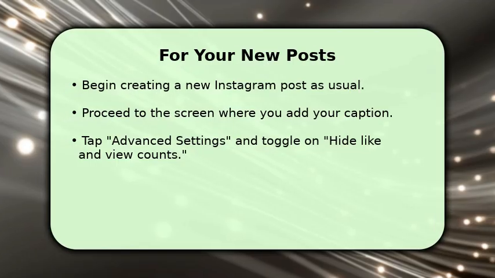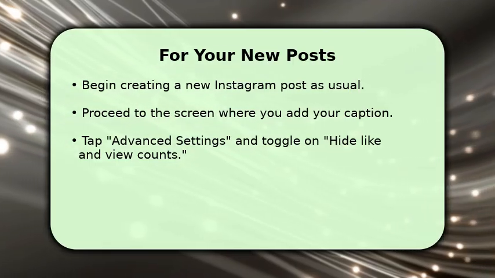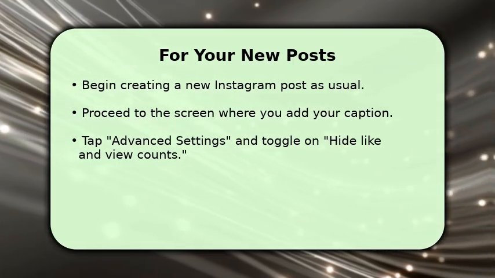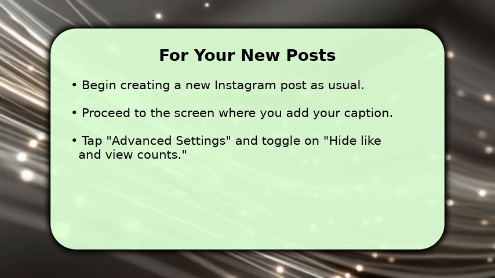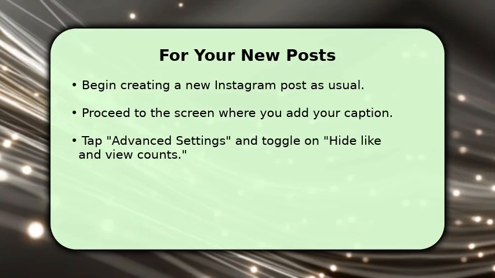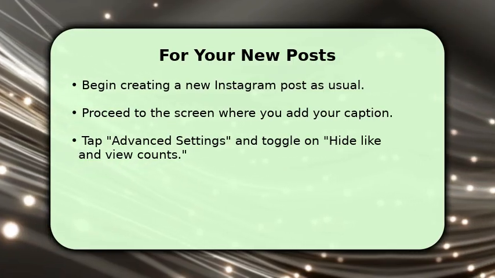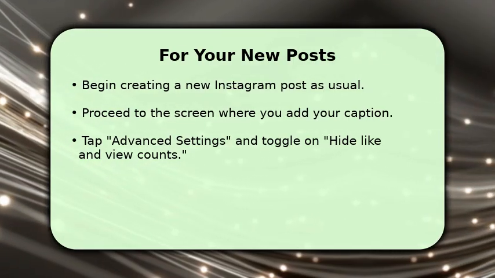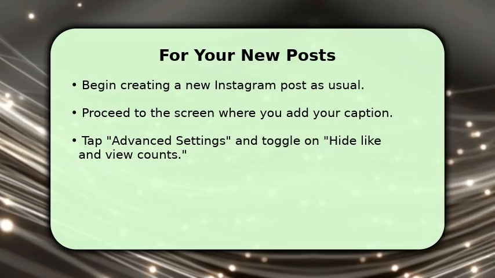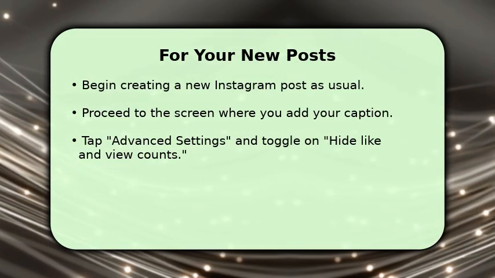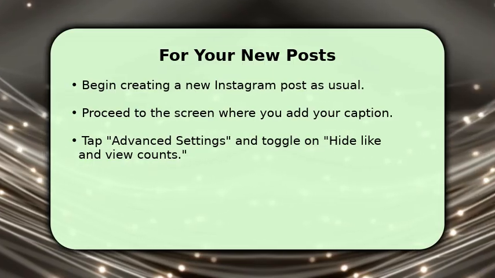When you're preparing to share a brand new post, you can hide the like count before it even goes live. After selecting your photo or video and making any edits, continue to the screen where you write your caption and tag people. At the very bottom, you'll find an option called Advanced Settings. Tap on this, and then toggle on Hide Like and View Counts on this post. Now, when you share, the like count will be hidden from your audience.